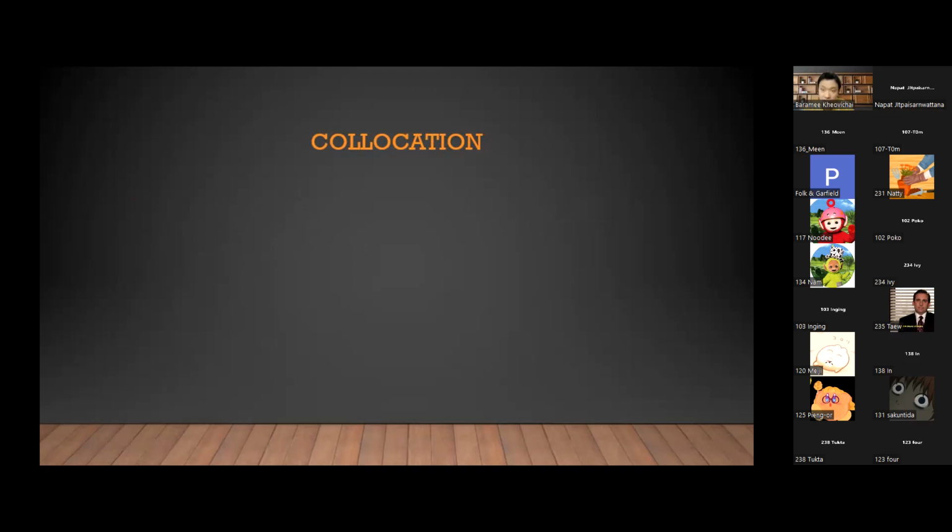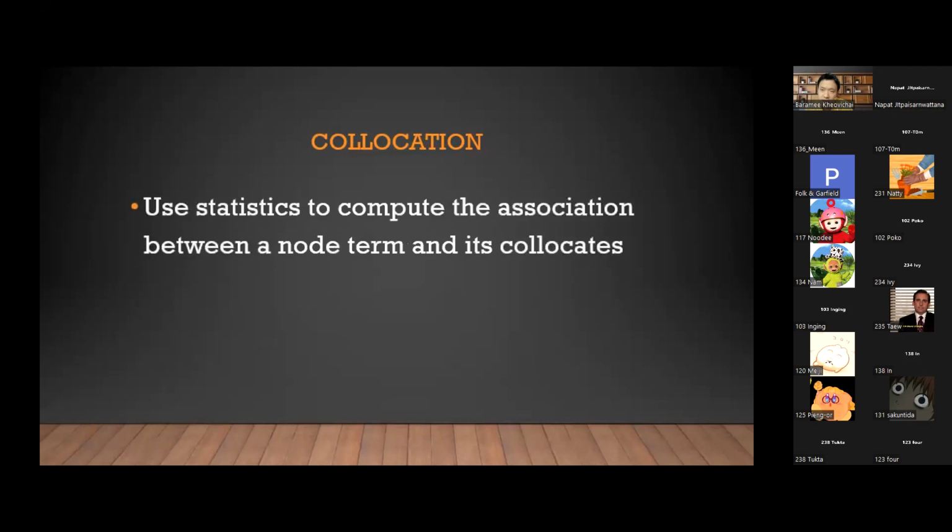Another thing is the collocation. Collocation is basically, earlier you've seen concordance lines, right? And then we look at collocation from the concordance lines. But apart from that, you can use the software to calculate the association between the node term and the collocates. So it will use statistics to find whether the node and another word have a strong relationship with each other or not. Like, do they tend to appear together or not?